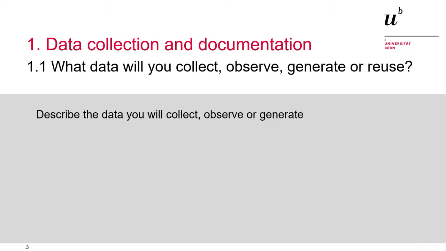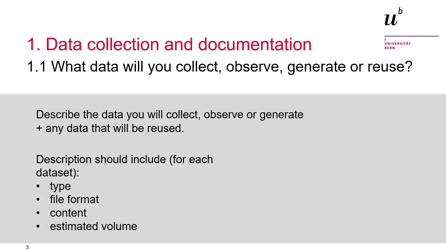In this first question, 1.1, you have to describe the data you will collect, observe, or generate. You also have to mention any existing data that will be reused. This can be your own data or third-party data. When you describe your datasets, mention the type, file format, content, and estimated volume for each dataset. The details about the estimated volume of your data may be provisional estimates and can be changed later.